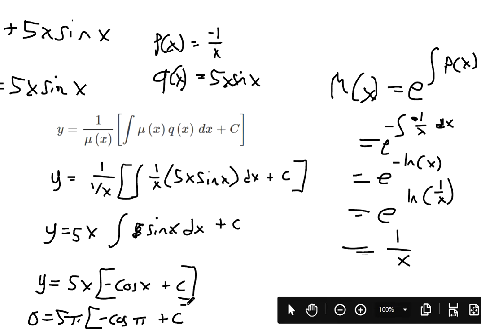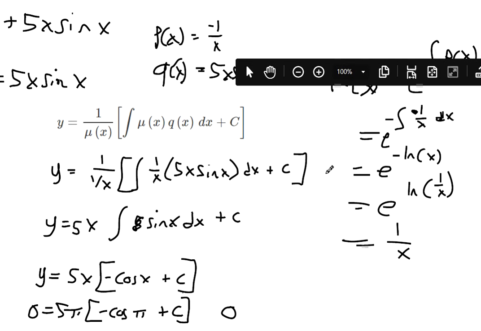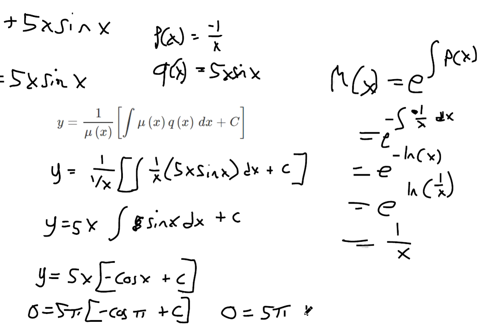We can solve for that c. And cosine pi is negative 1. Negative 1 makes positive 1. So this is 0 equals 5 pi times, negative 1 makes 1, plus 5 pi times c. So that means in order to solve this equation, c would have to be negative 1.